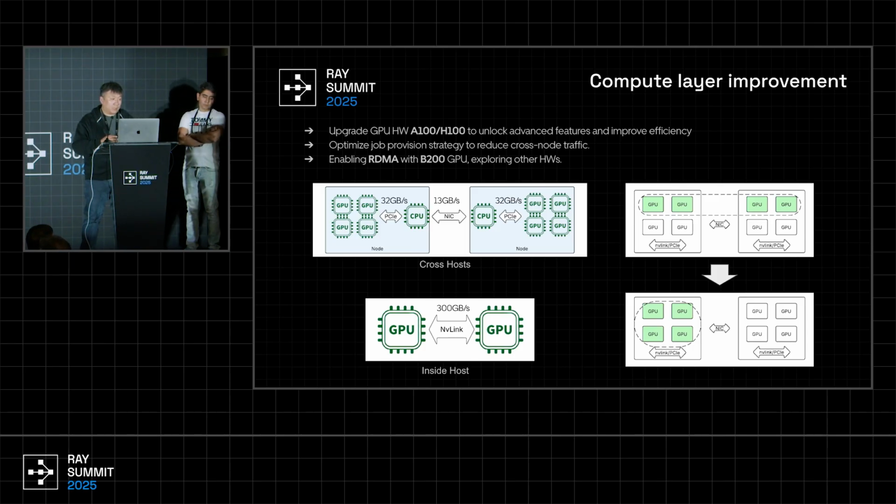Second, we optimized our job provisioning strategy. We pack our instances inside one host before we scale out to multiple hosts. That is because inside a host, GPUs communicate by NVLink, which has very high bandwidth, and across different hosts it uses the network, which is much slower than NVLink. By doing this, we see a lot of improvement. Also later this year, we onboarded the B200 GPUs, and we also enabled RDMA on top, which gives direct communication between GPUs across nodes and improves cross-node communication further.